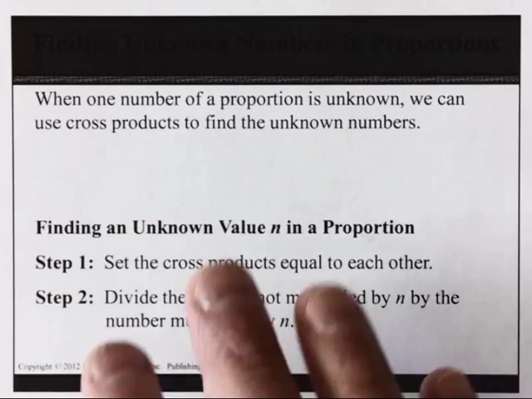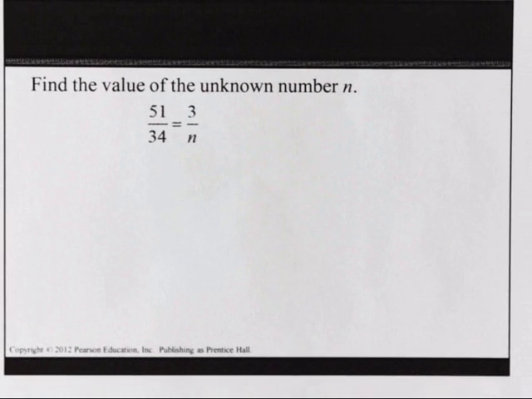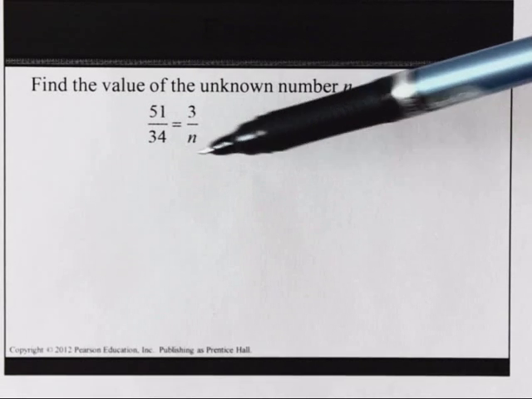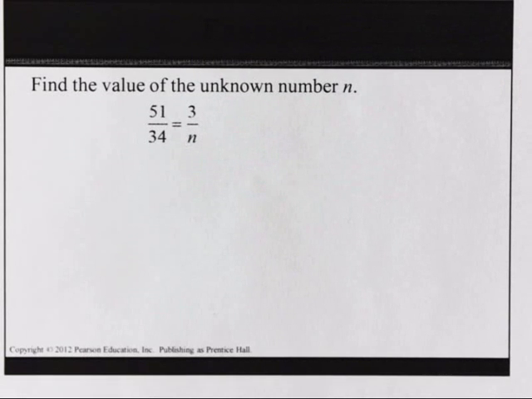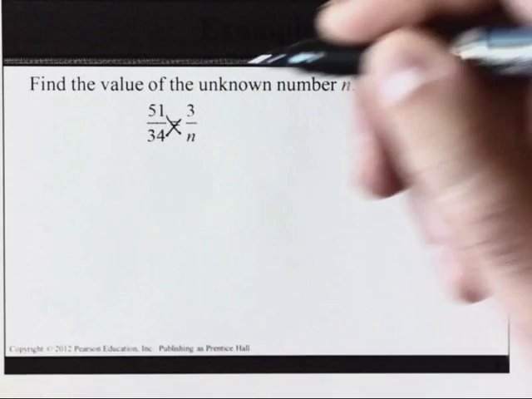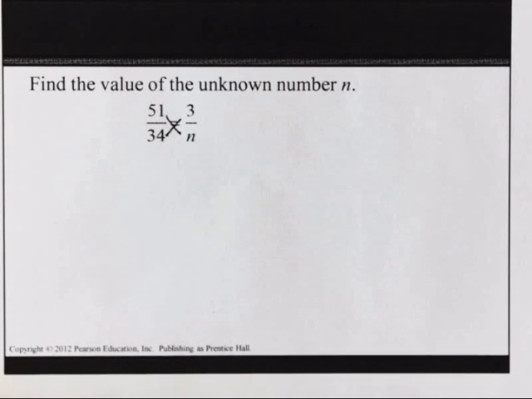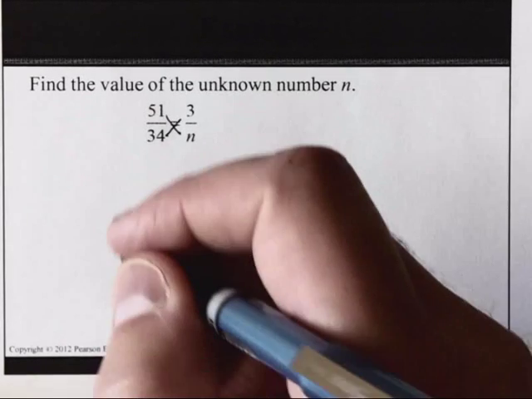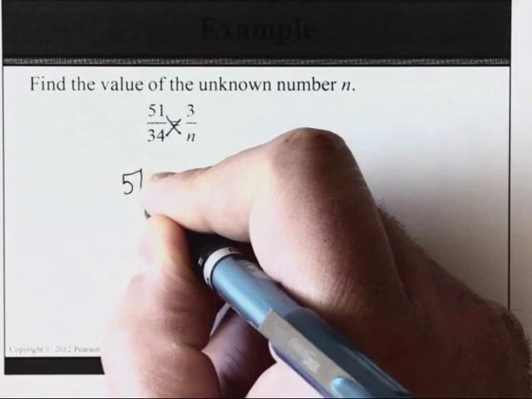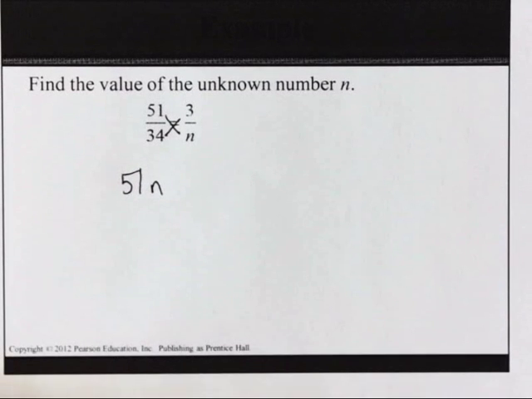Okay, so let's show an example of that. Notice we've got a proportion and one of these four numbers is missing, and that's being held by the variable n. So we want to solve for n. So find the cross products. 51 times n, obviously we cannot multiply out to get a quantity there, but we can write that as 51n, which implies 51 times n.